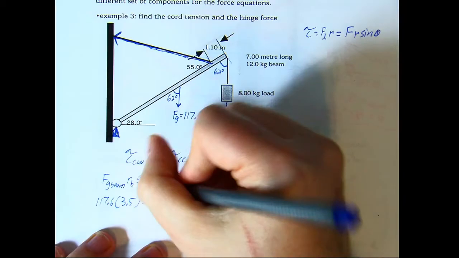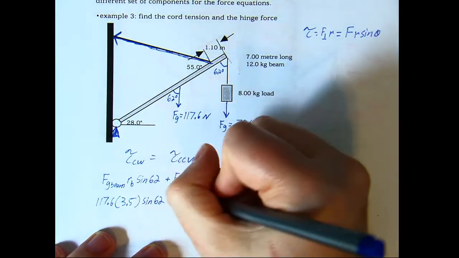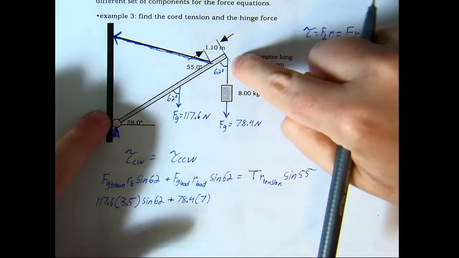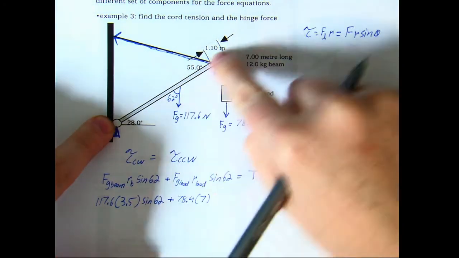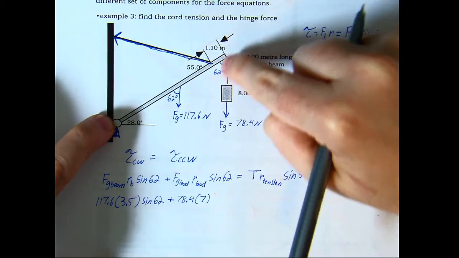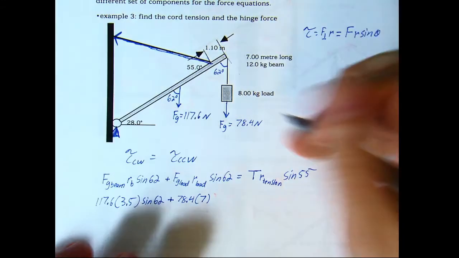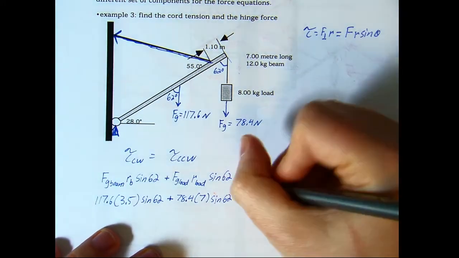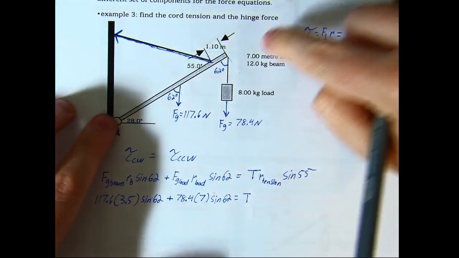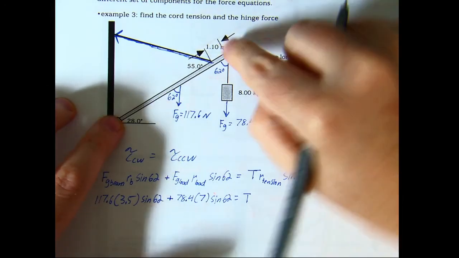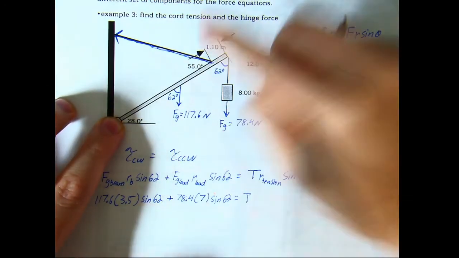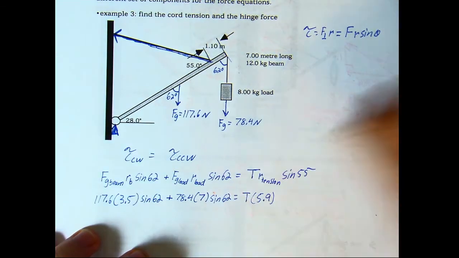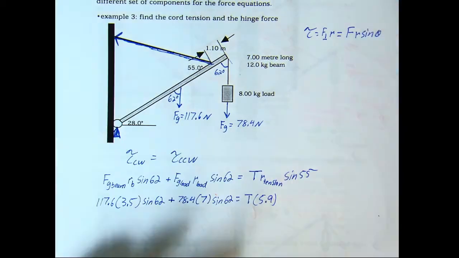Plus FG load is 78.4 times R load, the distance from the pivot to where the load is on the beam, at the end, times the sine of 62, and that's going to equal T. Now the distance of the tension, so this is 6 meters. Sorry, this is a 7 meter beam. This is 1.1. So my tension is a distance of 5.9 meters from the pivot times the sine of 55.